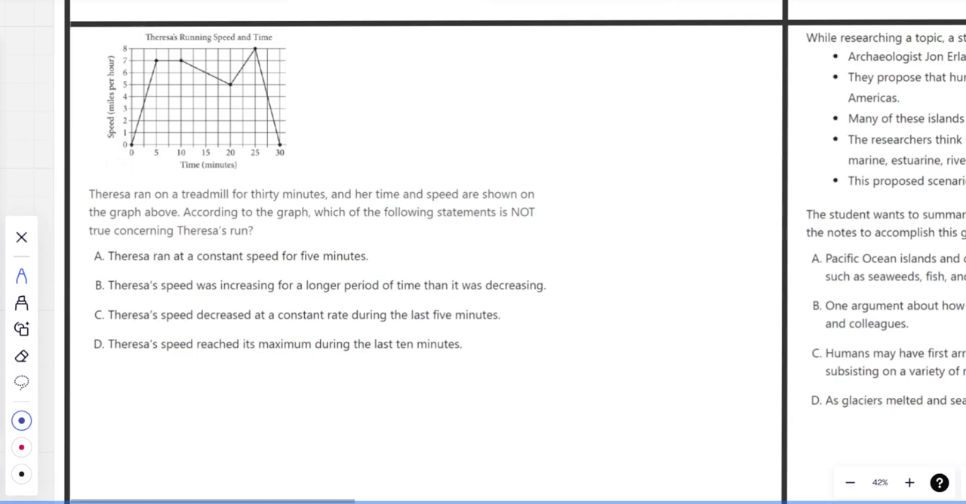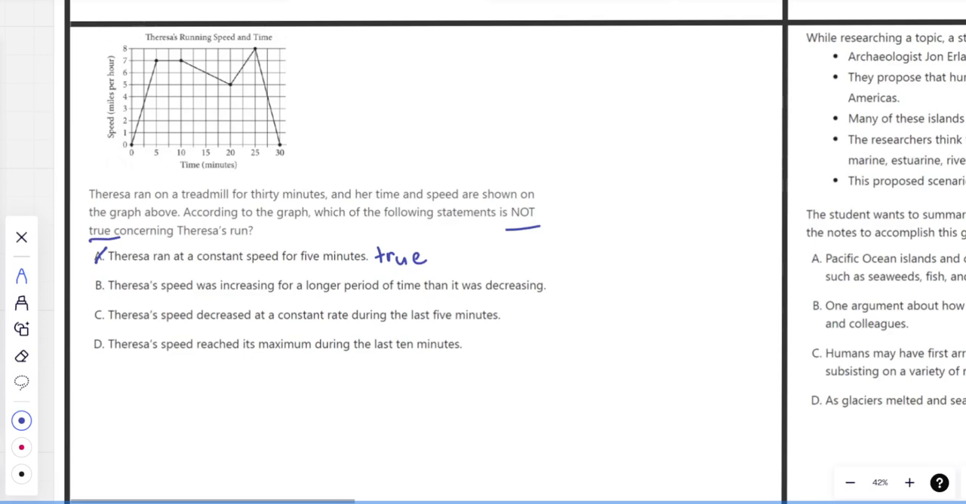A, she ran at a constant speed for 5 minutes. I mean, I think I do see that right here, right? She ran for between 5 and 10 minutes at a constant speed. So that is true. It's kind of hard when you have these that ask about not true. You kind of have to label which ones are true. I see answers in the chat.